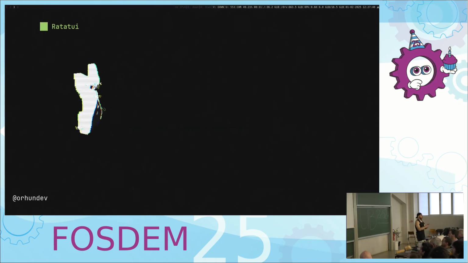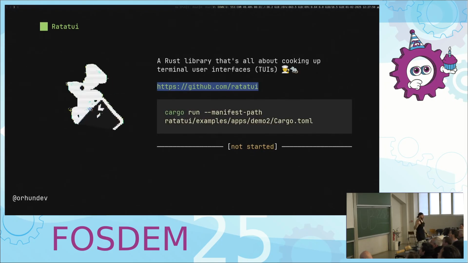So when we talk about aesthetics and terminal and UIs, we need to talk about Ratatui. And you might be asking, what is Ratatui? Maybe you have seen my previous talks or some stuff on the internet. But just to give you a quick description, it's a Rust library that's all about cooking up terminal user interfaces. That's why I'm wearing this apron right now. It's not a cooking library, it's a terminal cooking. Anyways, so we have this demo here.